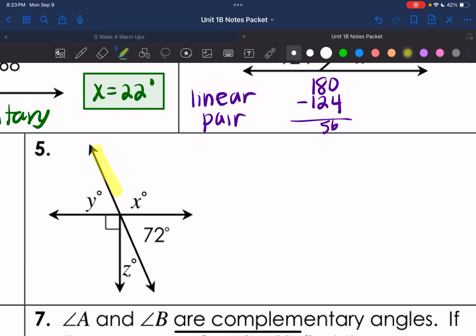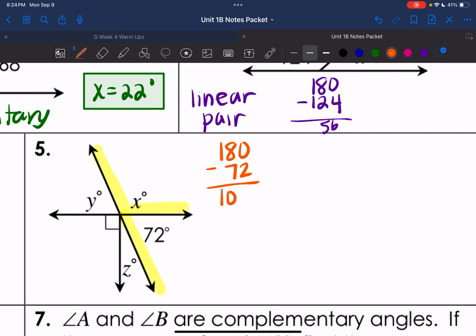So the first one that I see is x, and I'm noticing that it kind of makes a straight line. It's next to the 72. So if I wanted to find that, a linear pair always makes 180 degrees. Let's subtract the 72 that we already have. So I get 108. So x is equal to 108 degrees.